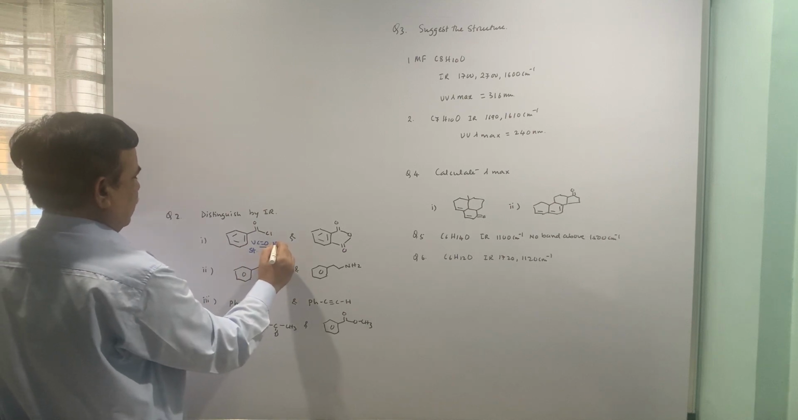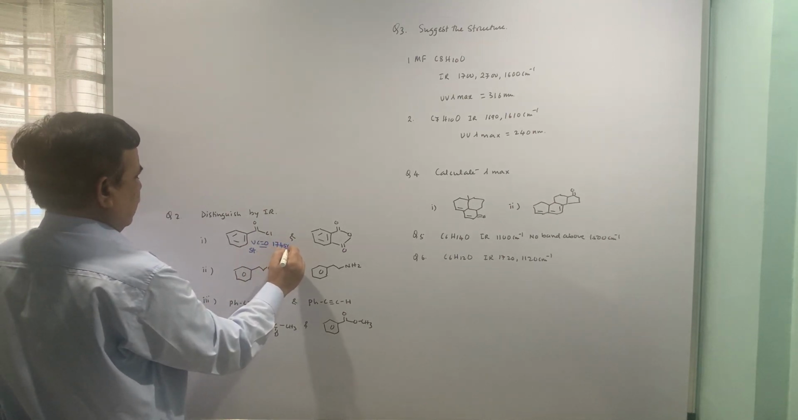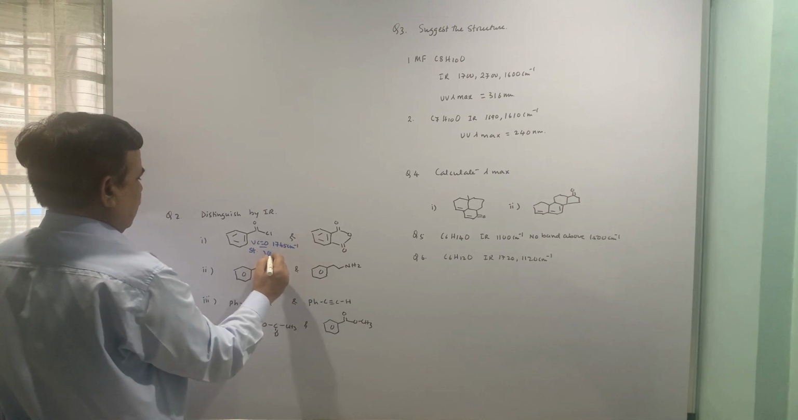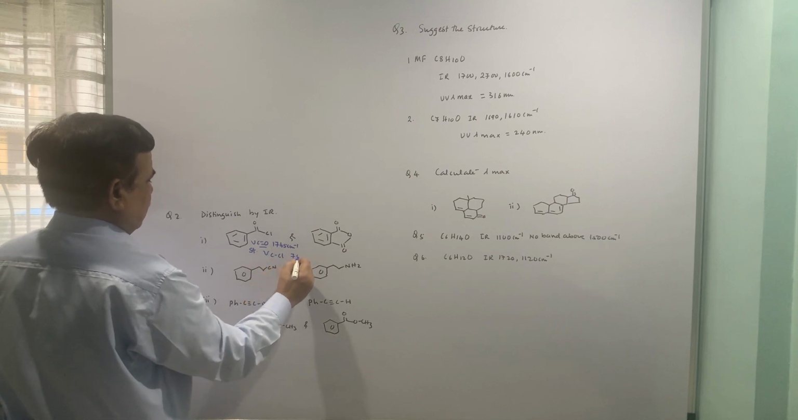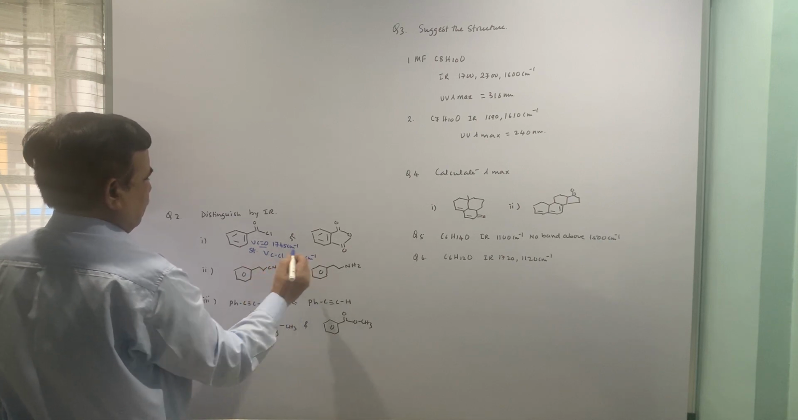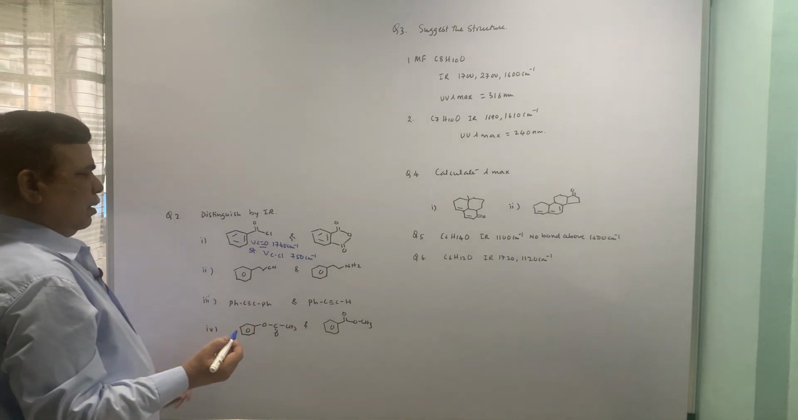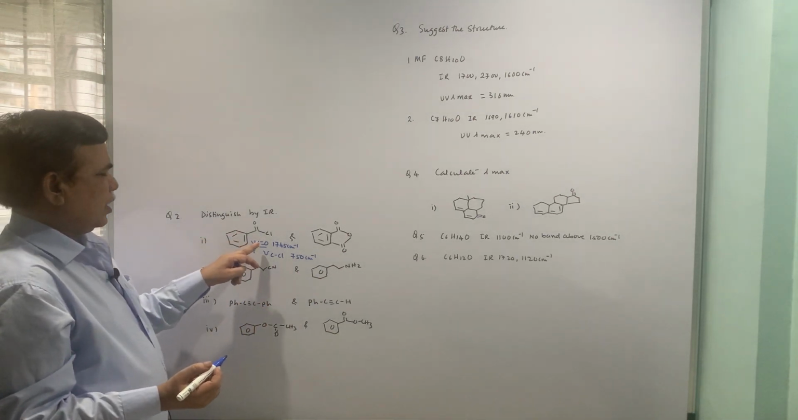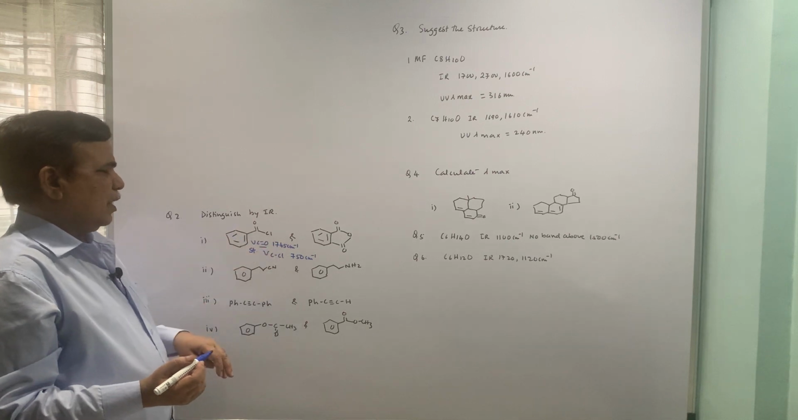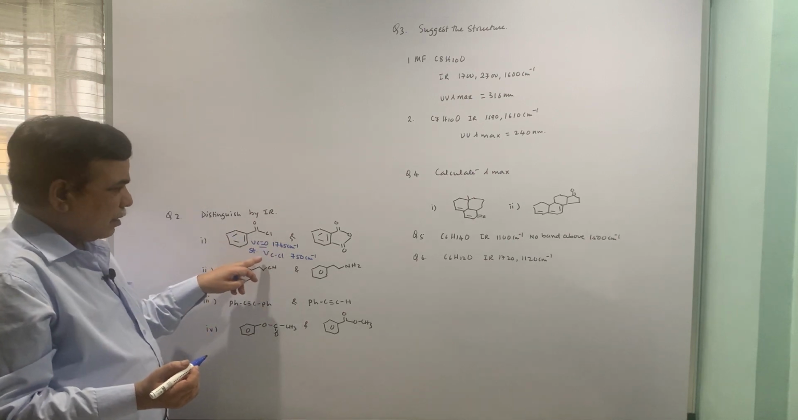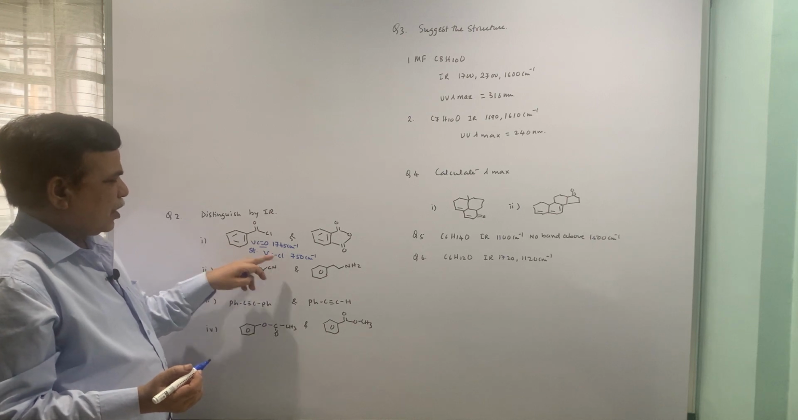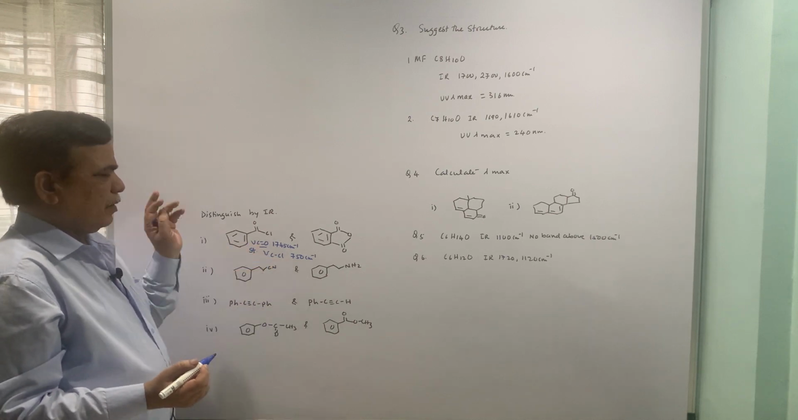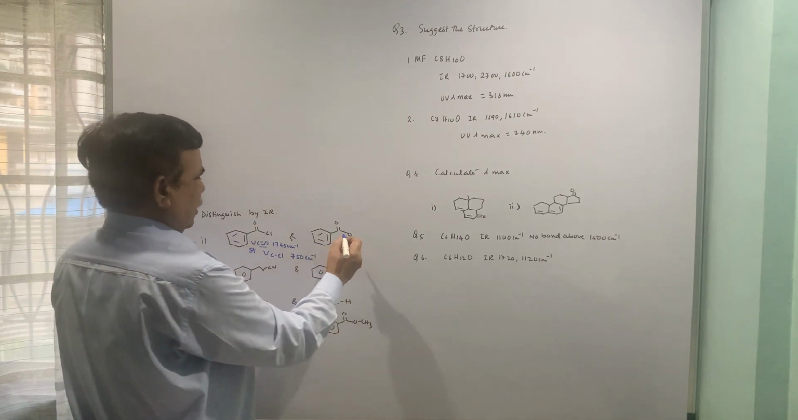This is going to be 1745, and in addition to that, the Cl stretching frequency will be around 750. These are two values. Carbonyl stretching of acid chloride is 1745, and Cl stretching frequency is 750.